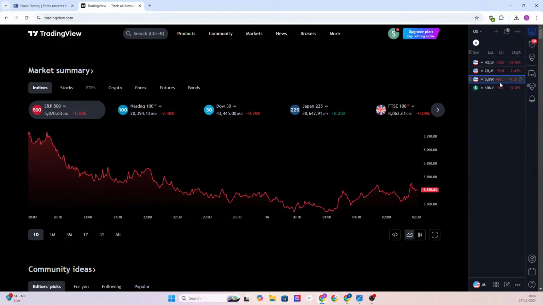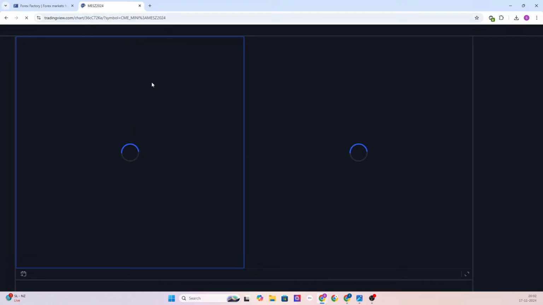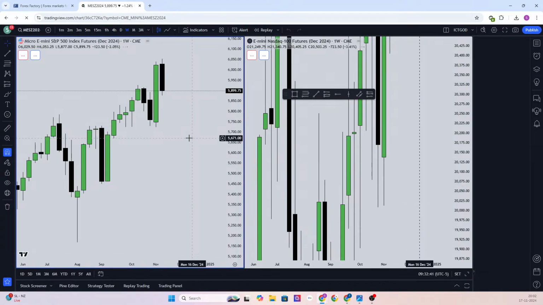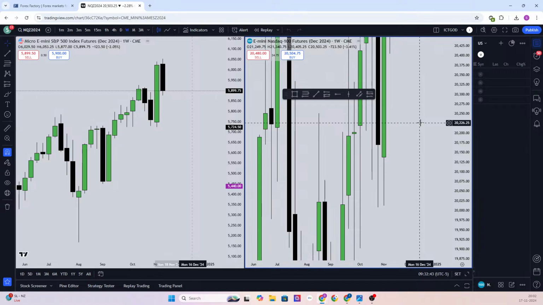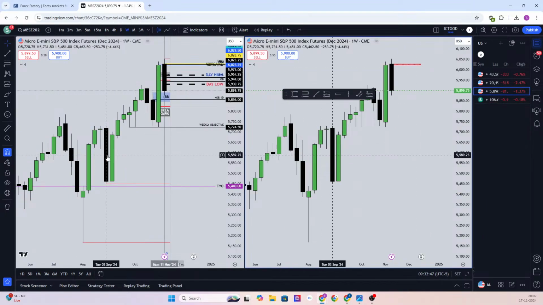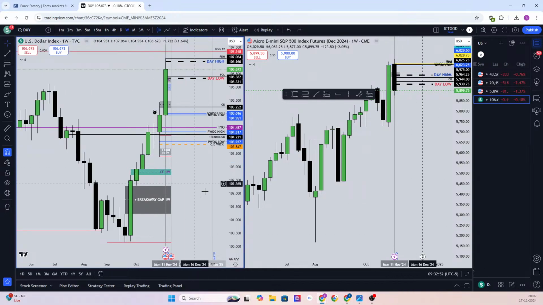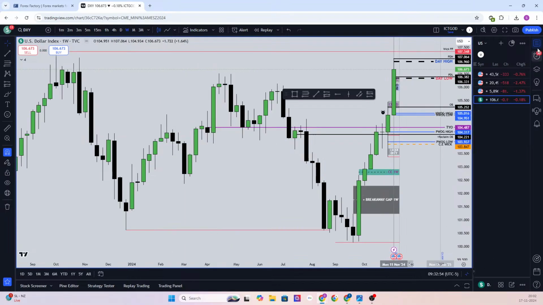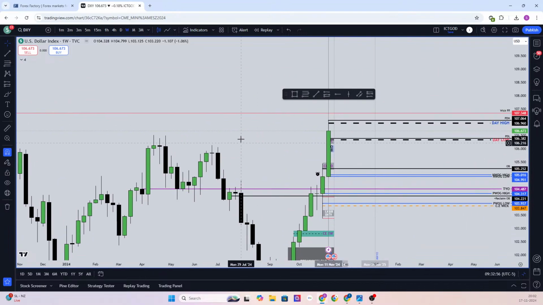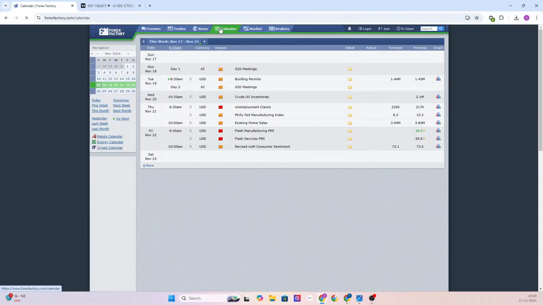So, let's not waste time and just go through the chart, see what we have for the coming week. First we'll go through the calendar, see what news we have.